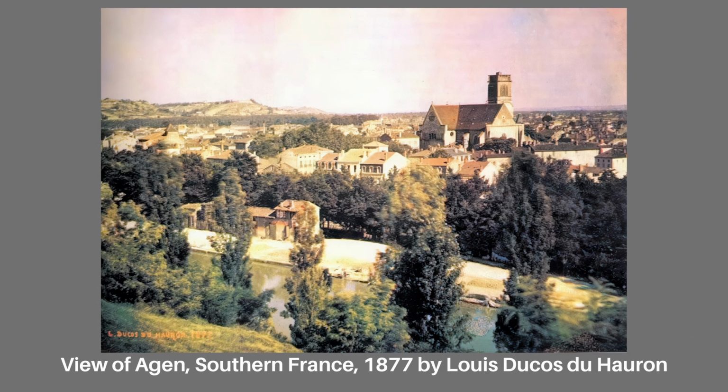Here's an image of the first color photograph, which is a view of Agen in the south of France, made in 1877.